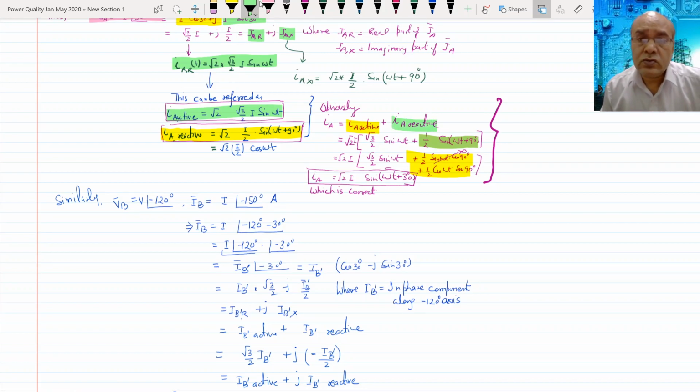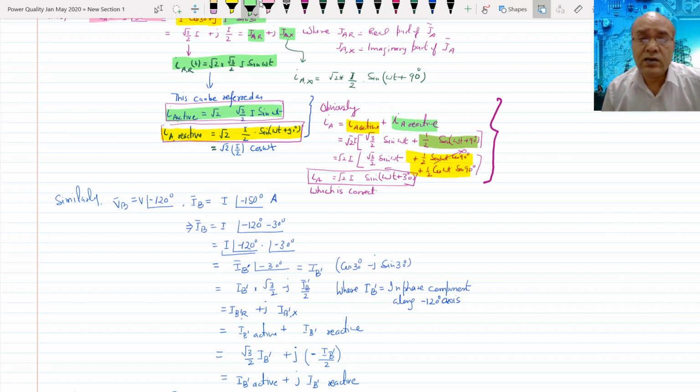By adding these two, root 2 I is common: root 3 by 2 sin omega t plus half sin omega t plus 30 degree. Either you can expand in time domain and simplify them, or you can use the phasor techniques to simplify them. This is simpler because sin omega t plus 90 degrees, so I can expand into sine and cos. So it becomes half sin omega t cos 90 plus half cos omega t sin 90. This becomes 0, okay? And the next becomes half cos omega t plus sin 90.